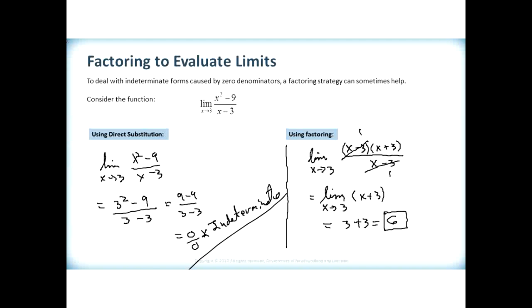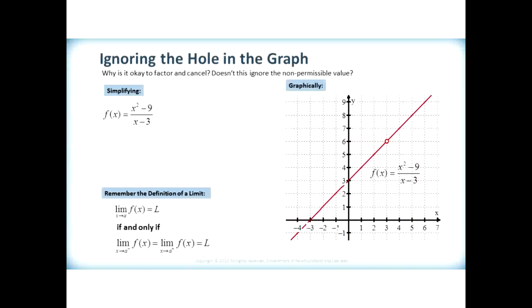Now, anybody who's a little bit keen on this stuff is going to ask, how come I'm allowed to do that? What's going on here? Isn't 3 a non-permissible value? And why is it that when it comes to limits, I'm allowed to ignore that non-permissible value? Well, let's clarify some of that a little bit. If we look at the graph of the function we started with, x squared minus 9 over x minus 3, this is kind of a different kind of function.